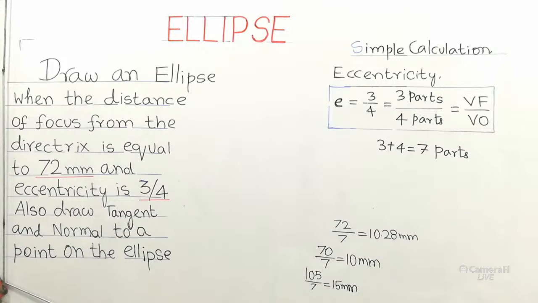It is given that draw an ellipse when the distance of focus from the directrix is equal to 72 mm and eccentricity as 3/4. Also draw tangent and a normal at any point on the ellipse, or draw tangent and normal to a point on the ellipse.